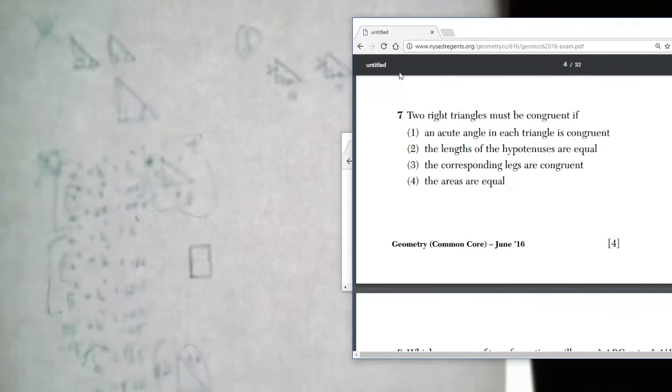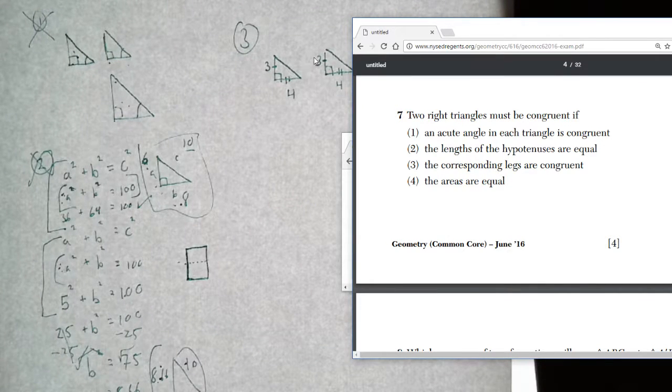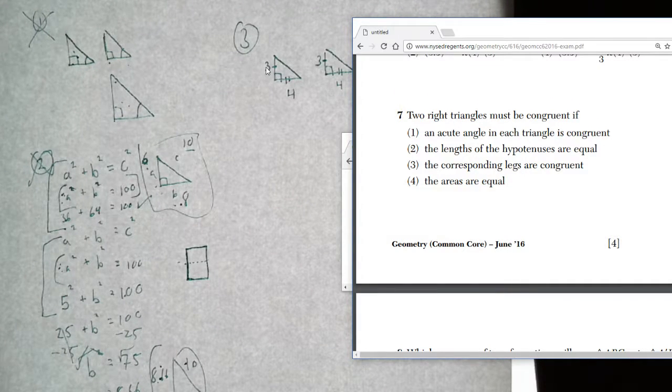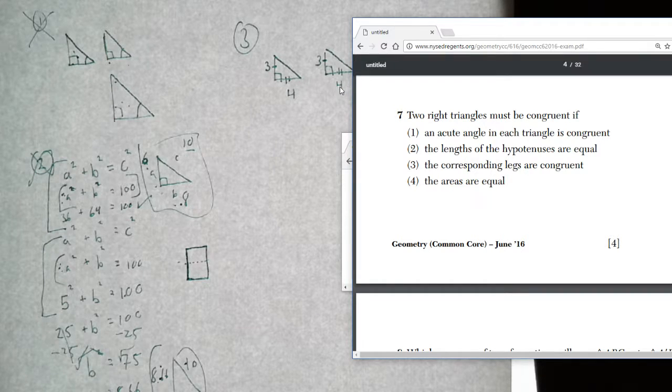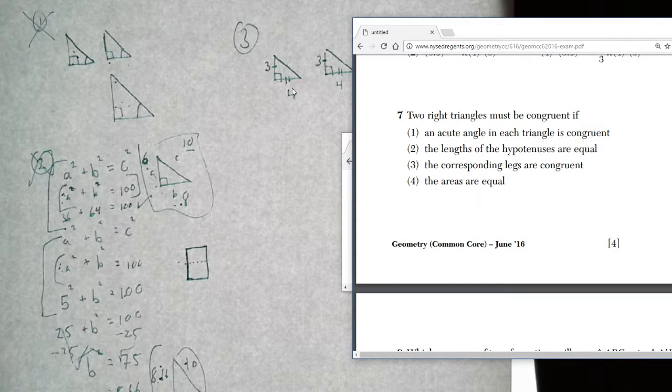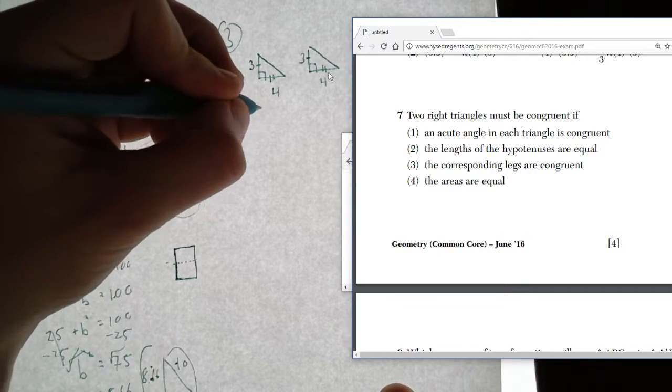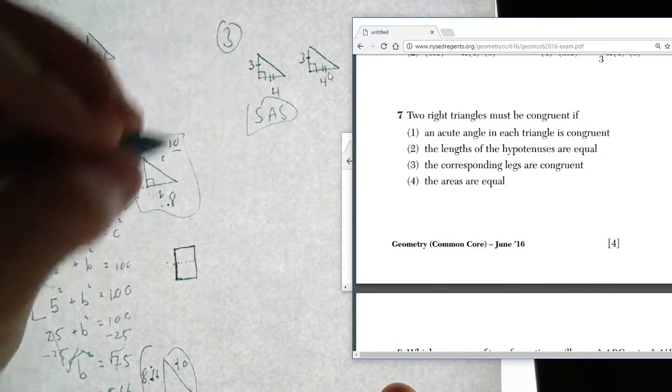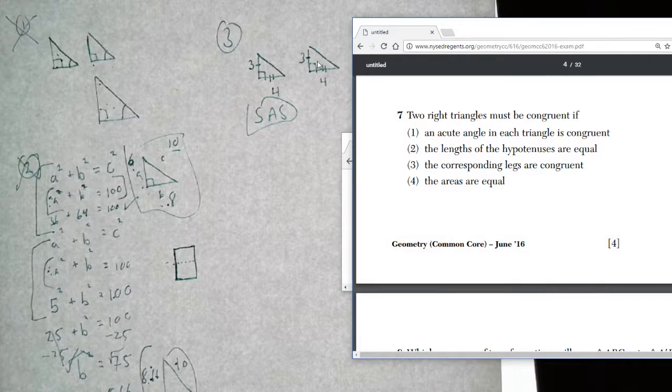But as long as you're consistent and say the legs must be the same, it doesn't matter if I chose 3 or 27 or 54 for this leg, or 4 or 11 or 3.47 for these legs. As long as I'm saying the corresponding legs are congruent, it will help me prove my point. If I've got 3 here, 4 here, and a right angle, well, I see that this is side, angle, side. That means that these two triangles are going to be congruent.